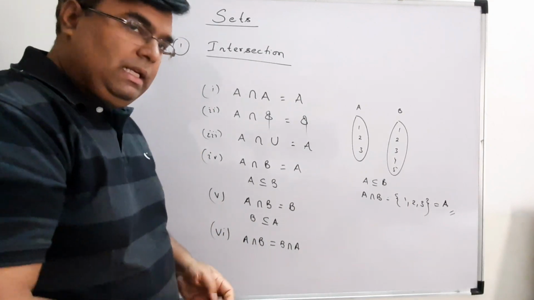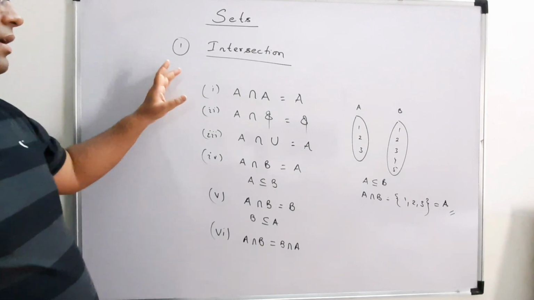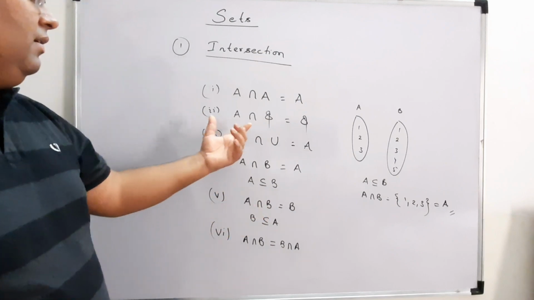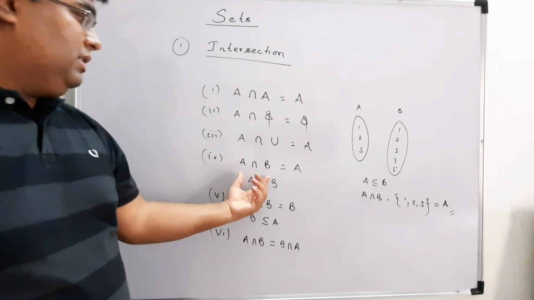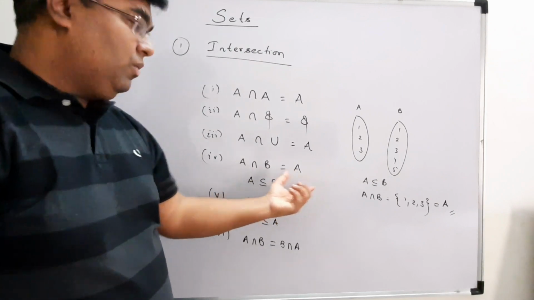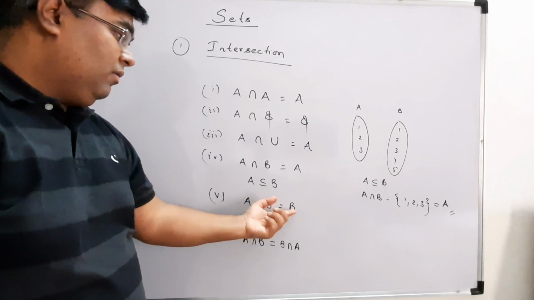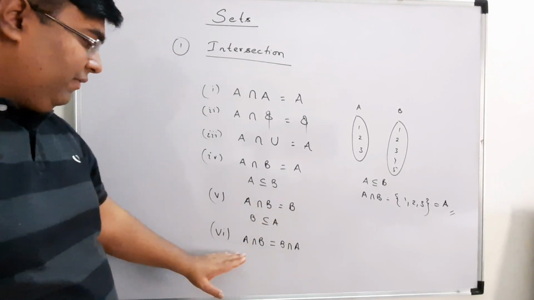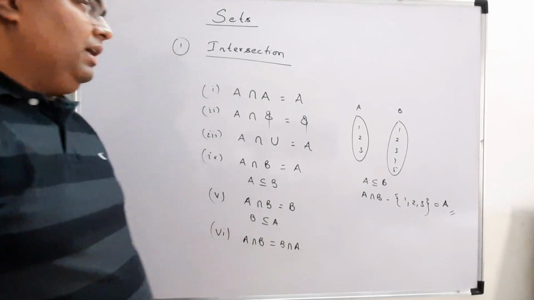So these are the 6 properties which we need to remember, that intersection of any two same set is what? Same set. With null set it is null set, with universal it is same set. If A intersection B is equal to A, it means A is a subset of B. If A intersection B is equal to B, it means B is a subset of A. And if A intersection B is equal to B intersection A.